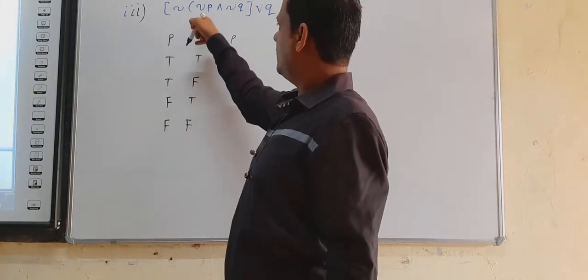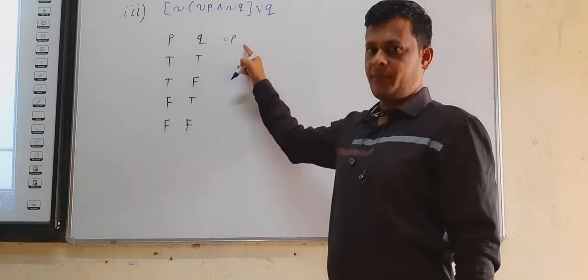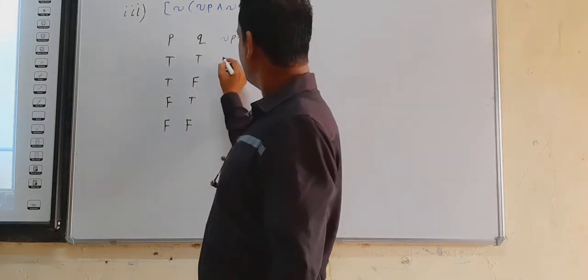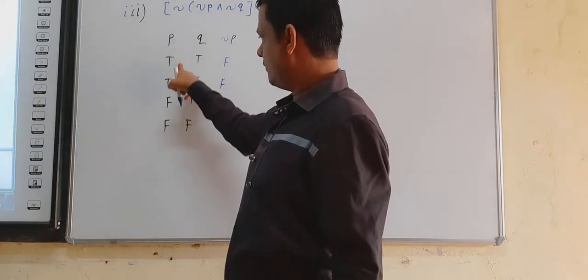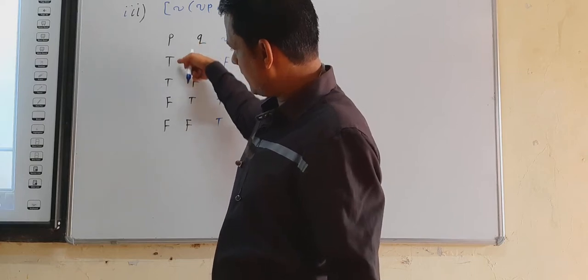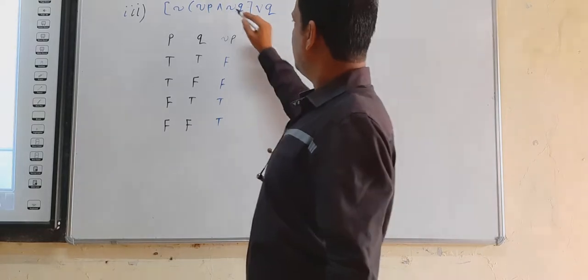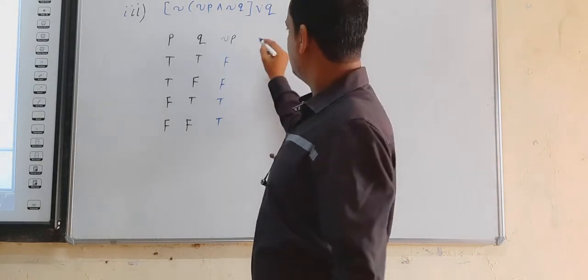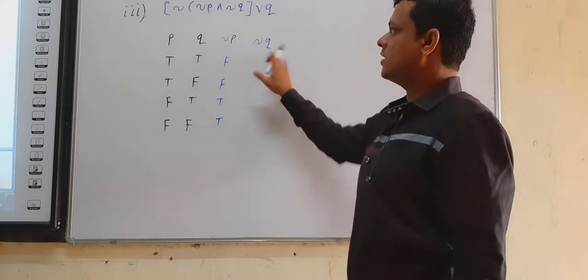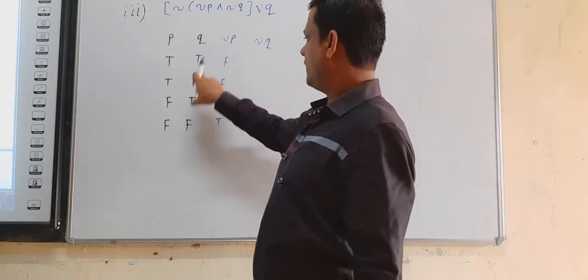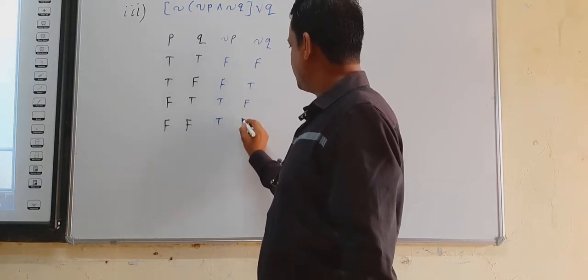Now here we have to write the negation of statement P first. Negation of P. Here the given statement's truth values are TTFF, so its negation is FFTT. Then negation of Q is also required, so we write negation of statement Q. Q is TFTF, therefore its negation is FTFT.